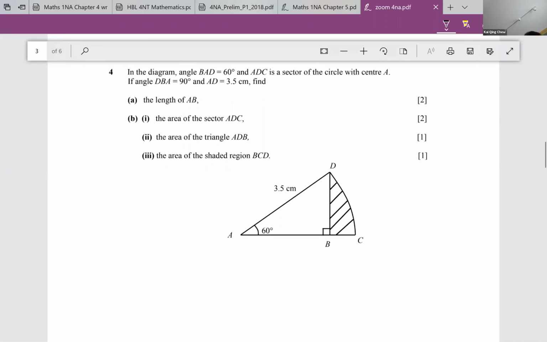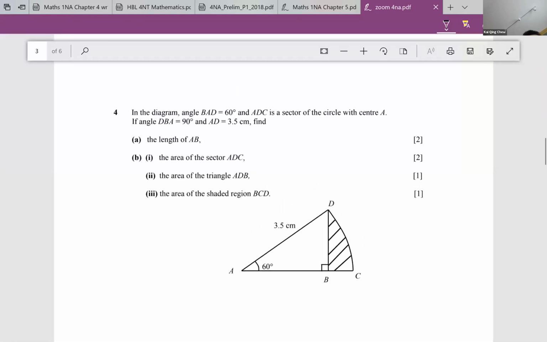Okay, in the diagram, BAD is 60 degrees. ADC is a sector of a circle. So what chapter is this? Okay, so this chapter is from arc length, area of sector, right? Which is what you learned this year. So the first thing I always do is to identify the topic when I do any question. And then I will start thinking of all the formulas that I've learned. So area of sector, arc length, there are actually a lot of formulas.